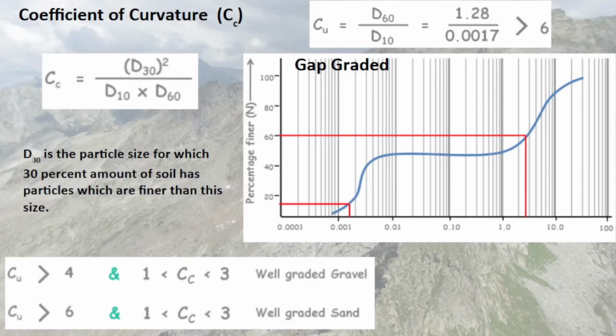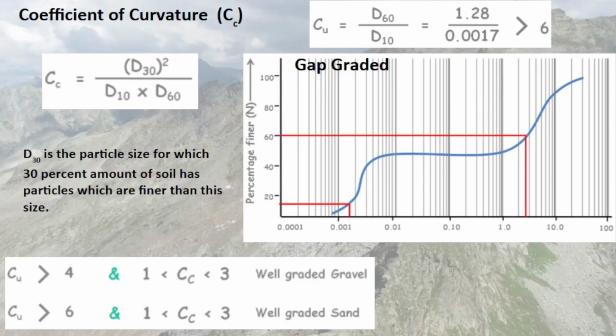But if you look at this gap-graded material, you might be confused, because you have finer bits and coarser bits and nothing in between. So this coefficient is not going to truly show you this. Uniformity will show you here it's bigger than 6, but in reality you have gravels and you have clays, fine silt. So what should we do?